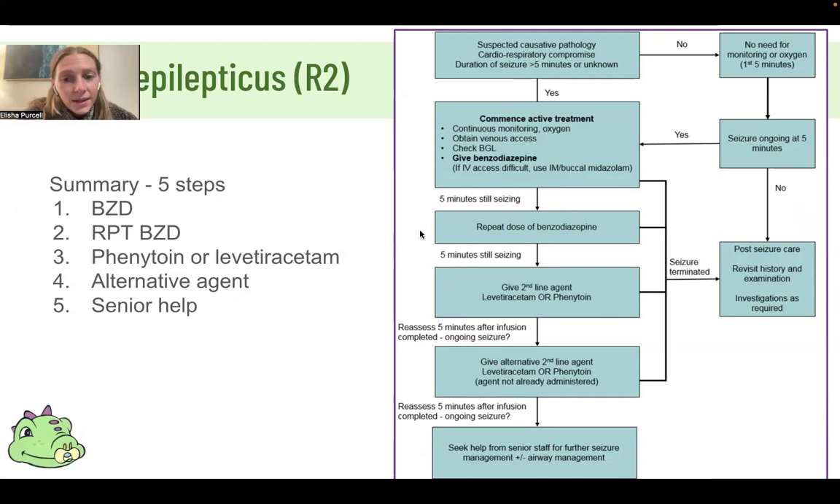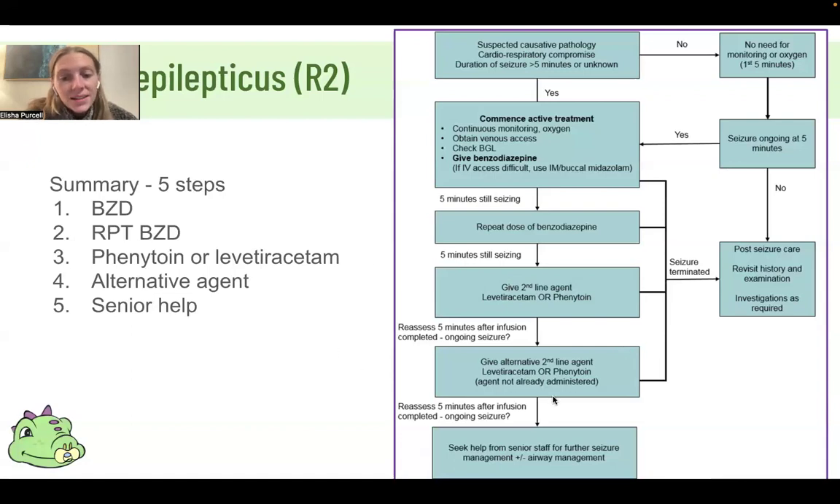Then you wait 5 minutes. If they're still seizing, you repeat the benzo dose. Wait 5 minutes. If they're still seizing, then you give a second line agent. So that is phenytoin or levetiracetam.